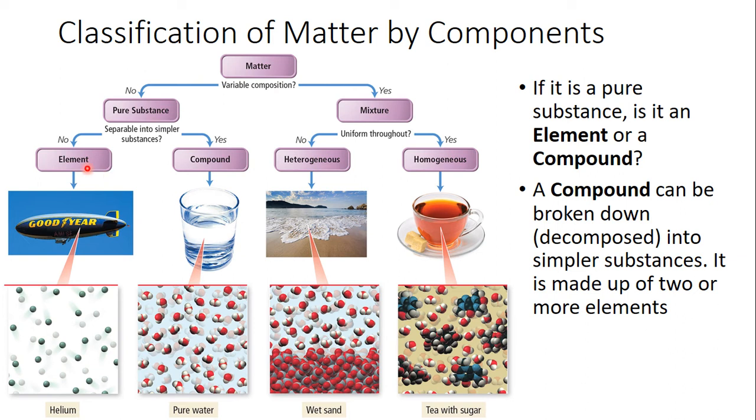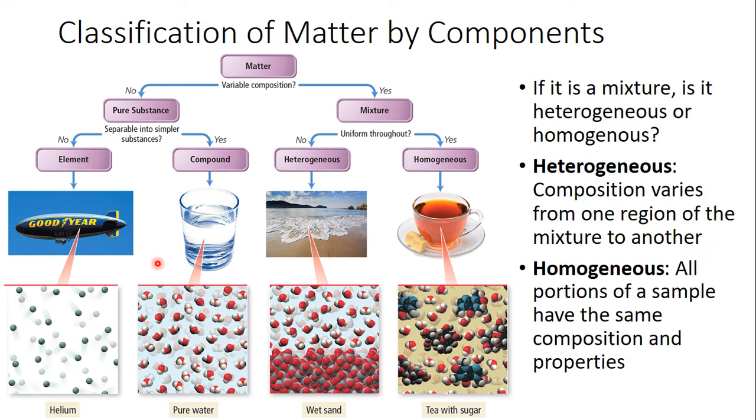You have to ask yourself, is it an element or is it a compound? If you cannot break it into smaller parts, then you're working with an element. For example, helium. We cannot break helium down further. It's already an atom. While a compound, like water, can be broken down or decomposed into simpler substances. So here we have water, where oxygen is red, hydrogen is white, and we can break that down into oxygen and hydrogen molecules. Let's say you're working with a mixture.